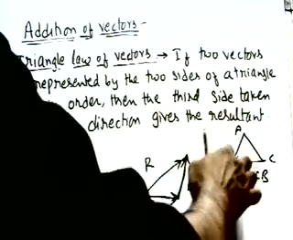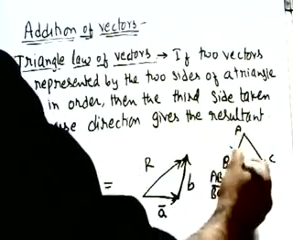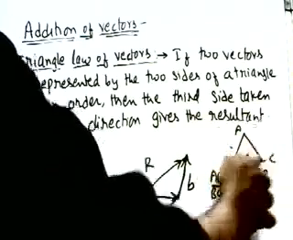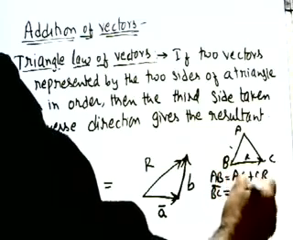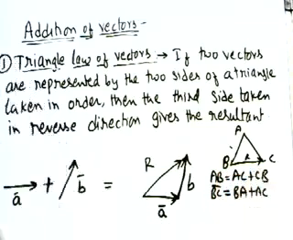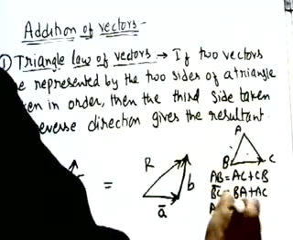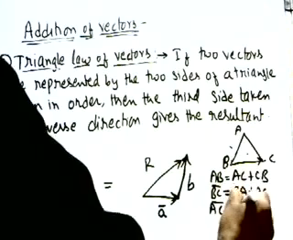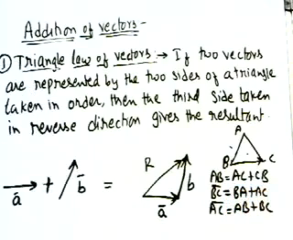Suppose you want to make the resultant BC. How will this become the resultant? BC equals BA plus AC. So whatever we want to make the resultant, suppose we want to make the resultant AC, then AC can be written as AB plus BC. You practice this one, okay?